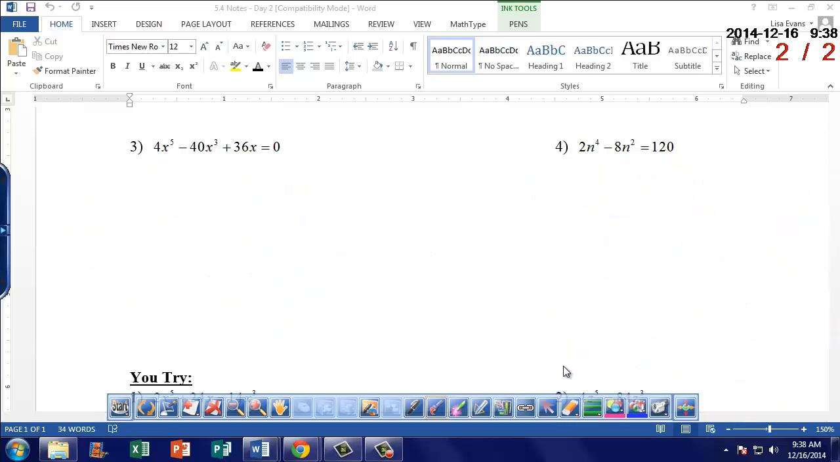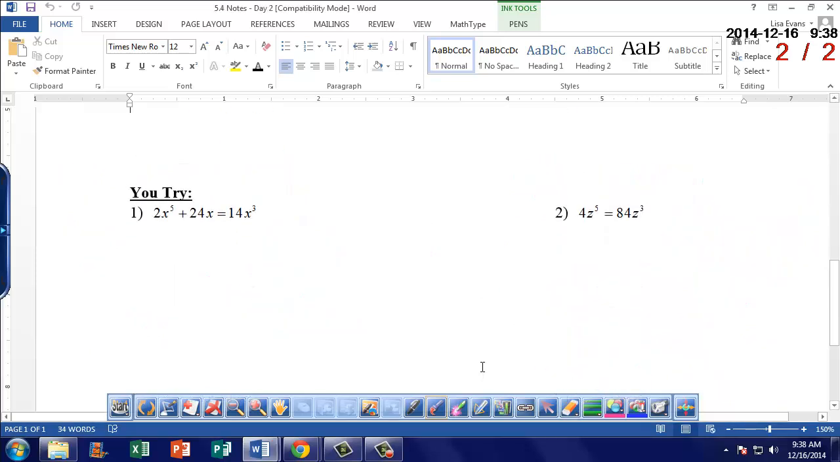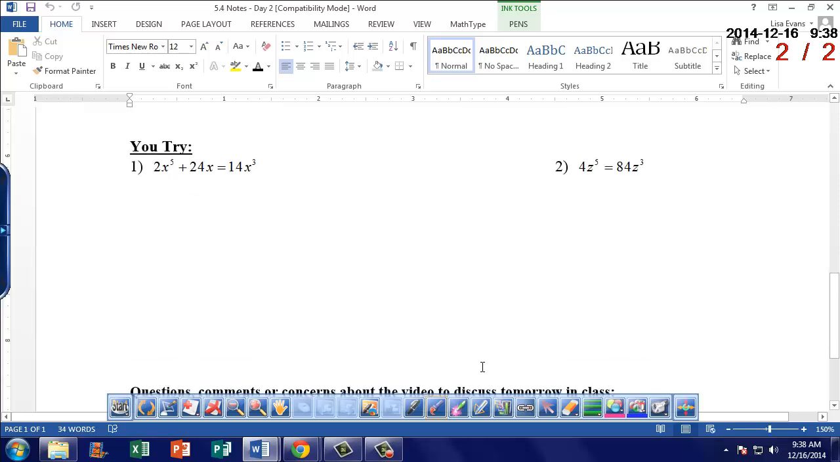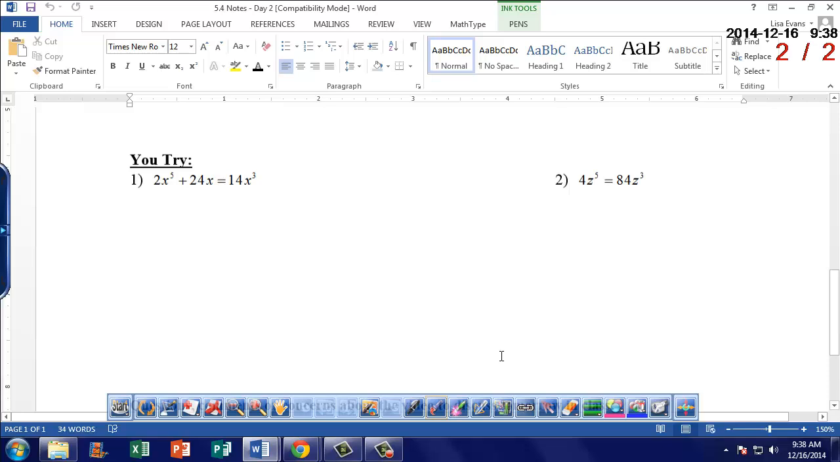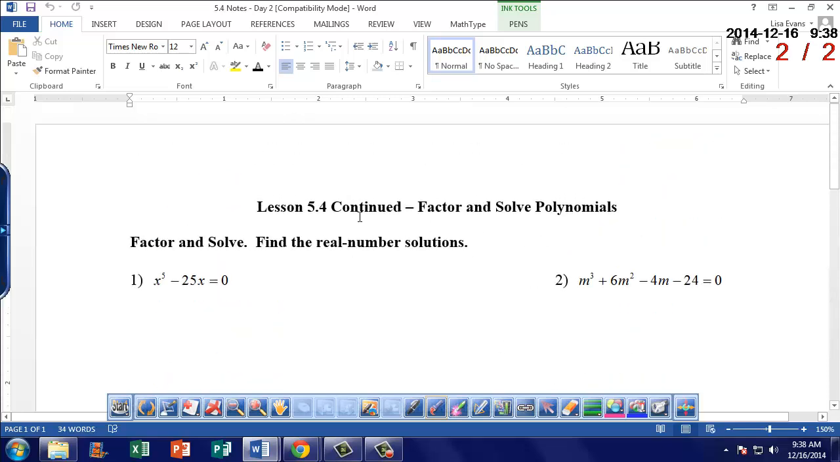Okay, I have 2 problems I would like you to try on your own. Look at the examples as you do them. If you have any questions, comments, or concerns, go ahead and write it at the bottom of this paper. We'll discuss it tomorrow in class. Please make sure that I'm looking for the real number solutions.